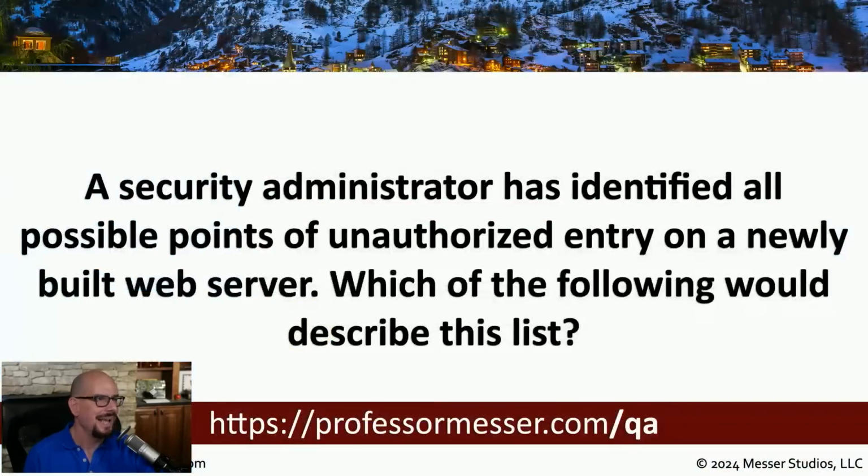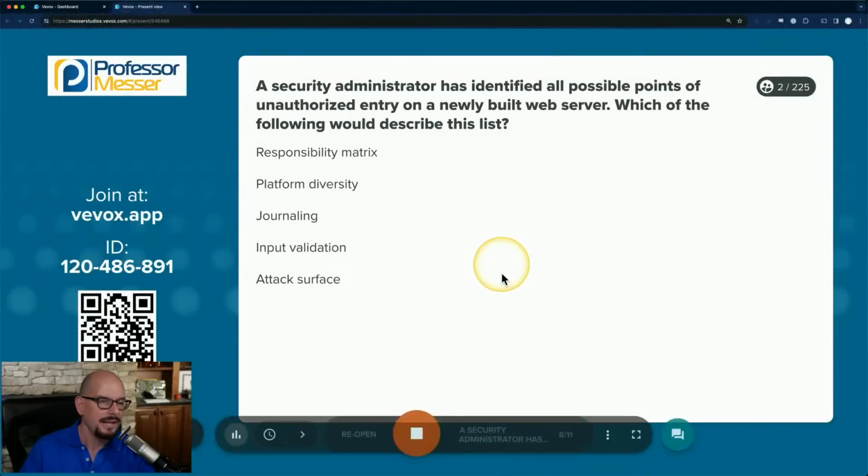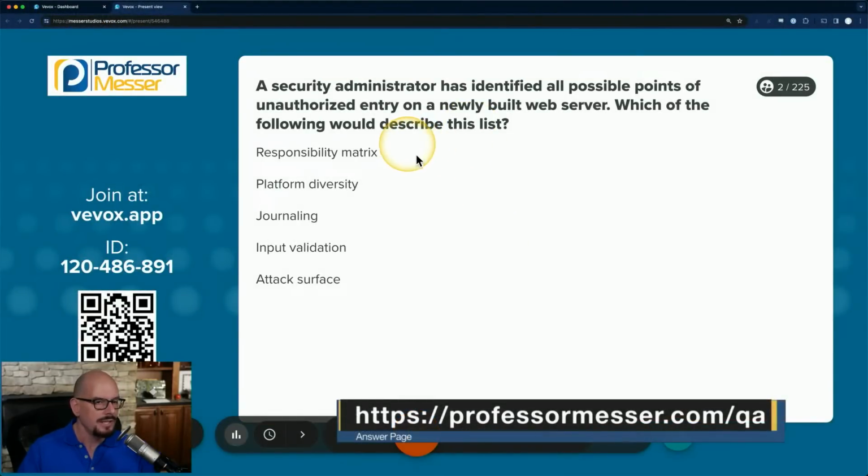So let's see how we do with the next question. This next question asks, a security administrator has identified all possible points of unauthorized entry on a newly built web server. Which of the following would describe this list? Is that a responsibility matrix, platform diversity, journaling, input validation, or attack surface?